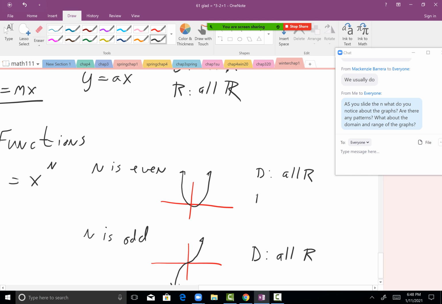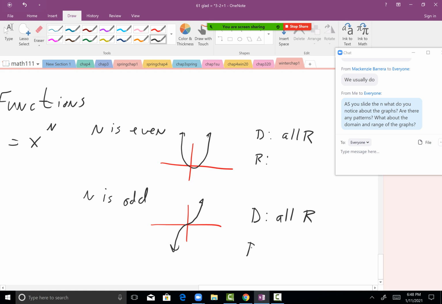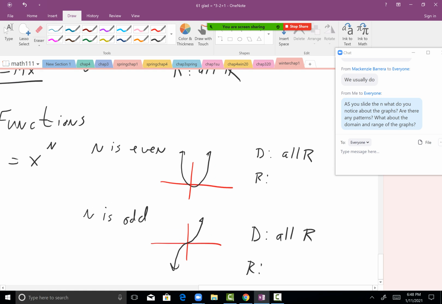Okay. Well, what about the ranges now? Let's look at those. How about for the evens, the ranges? And you can chat it too if you want. Send it to me privately if you want to.